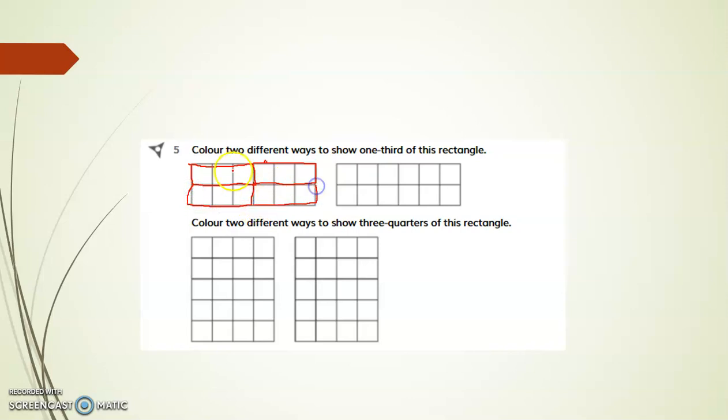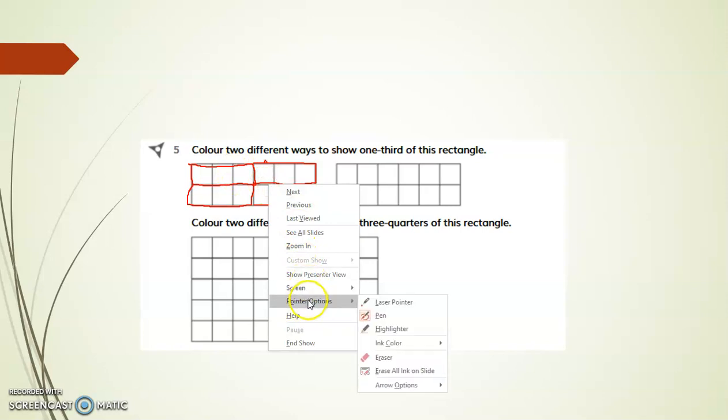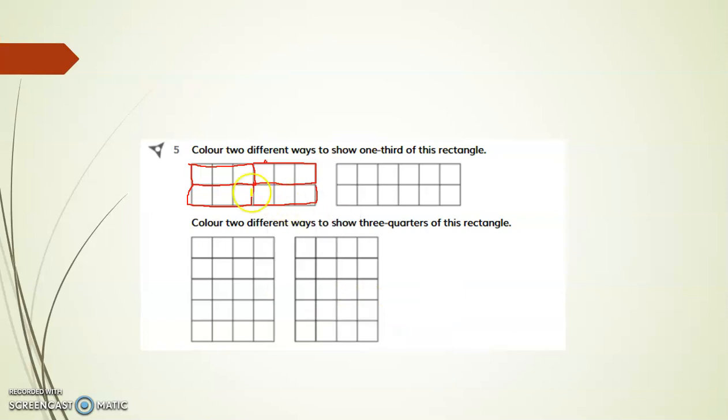Now color one part of it. So let me just use a highlighter to color one part of it. This is 1/3 of it.